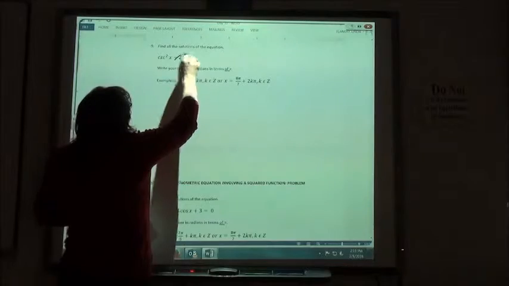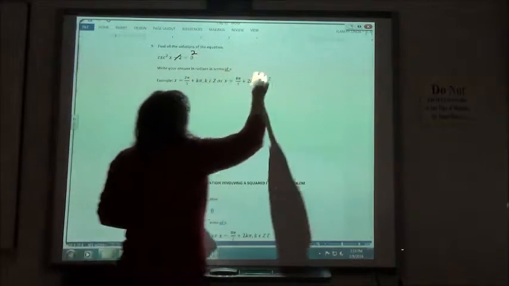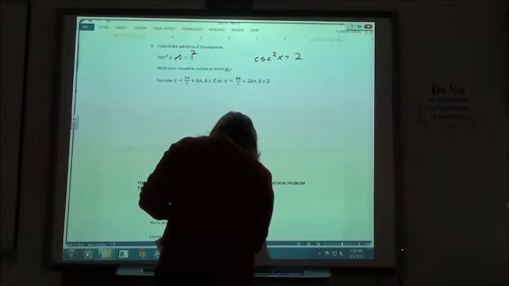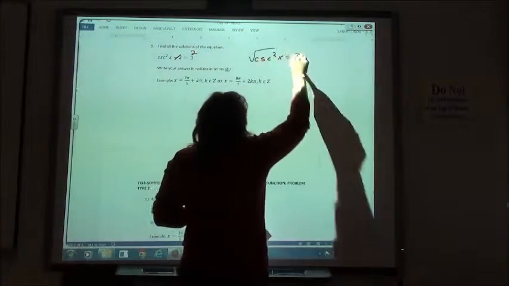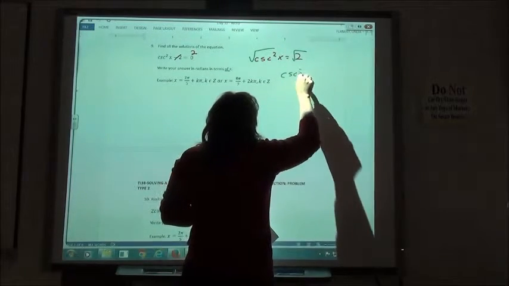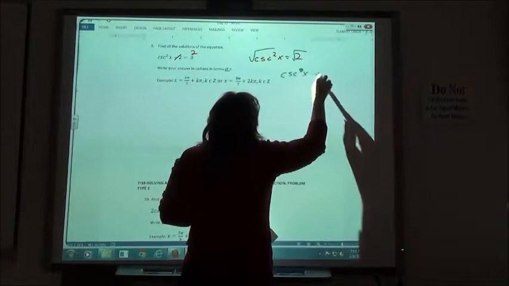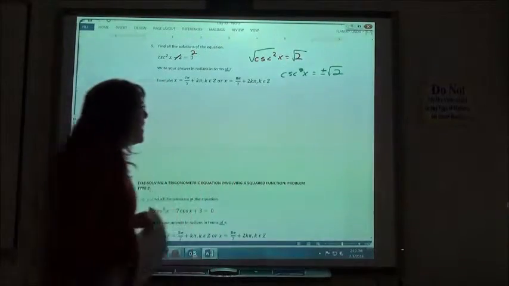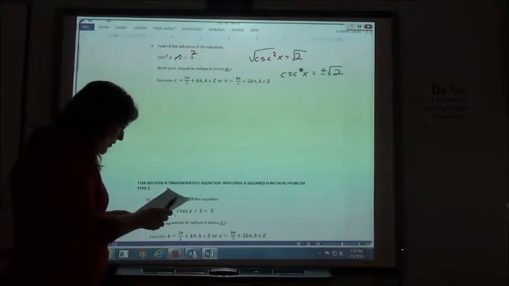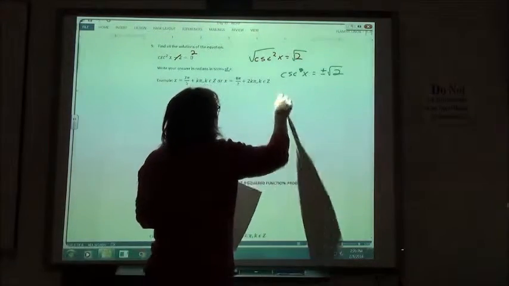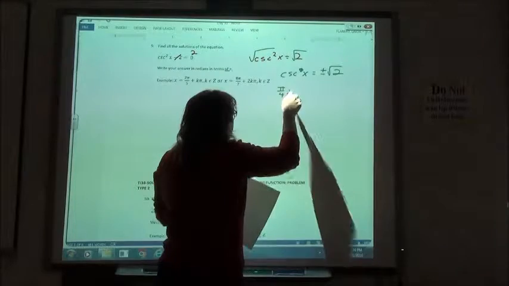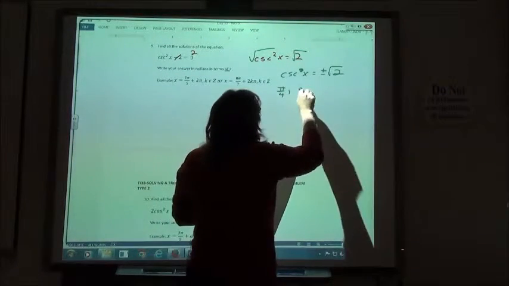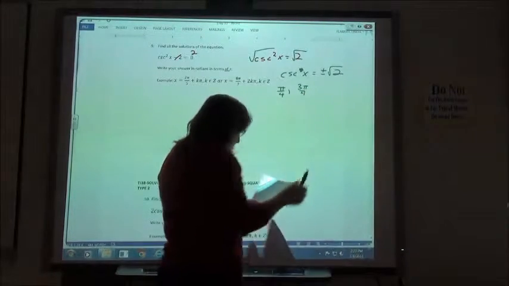So first of all, I'm just going to move my 2 over to the other side. So cosecant squared of x equals 2. I have to do the square root. So cosecant of x is going to equal plus or minus the square root of 2. So looking for the positive square root of 2 answer under my cosecant, I'm at pi over 4. Keep going down my list for my positive square root of 2, I'm at 3 pi over 4.